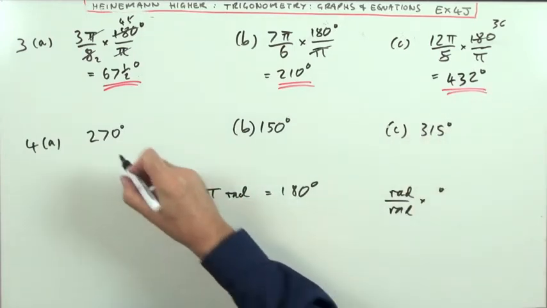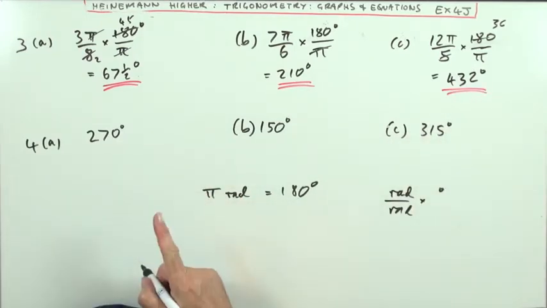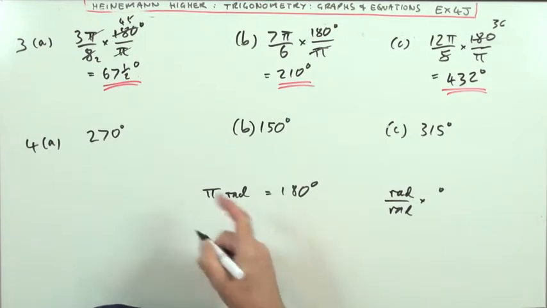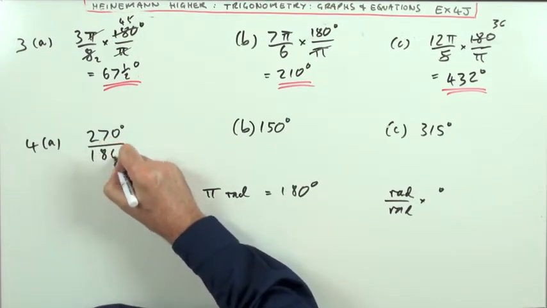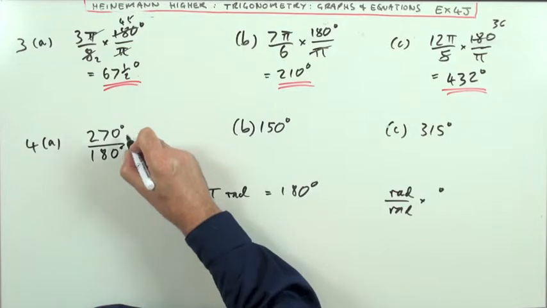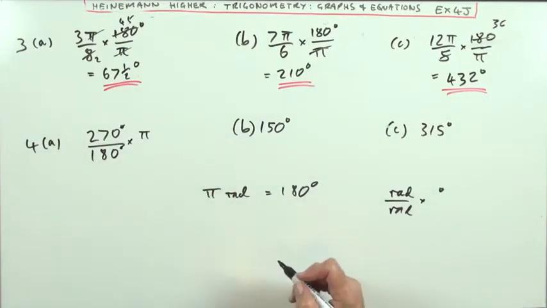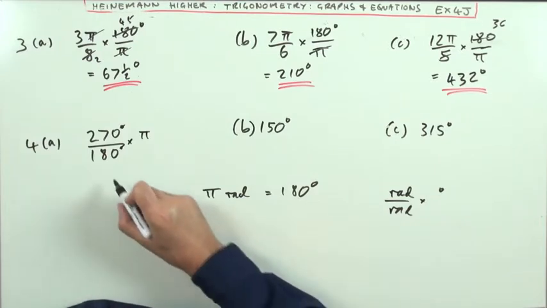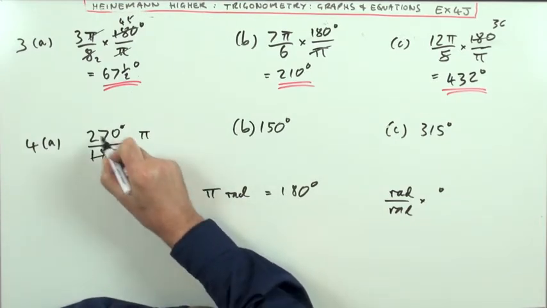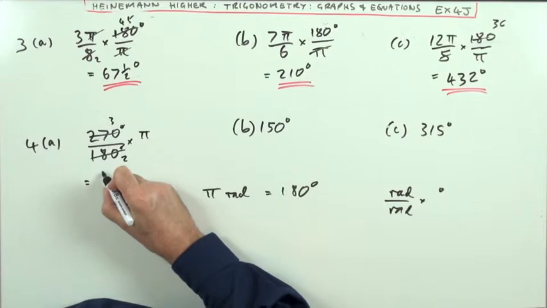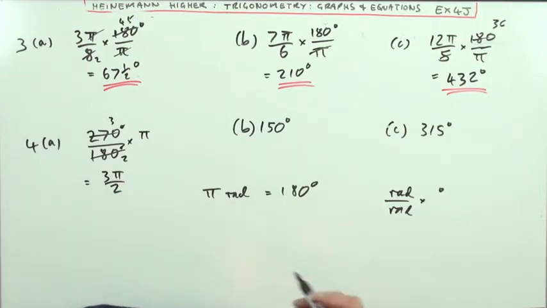And then it's the same with these. 270 degrees, I want that in radians, so I don't want degrees. So I'll divide by 180, that'll knock out the degrees, and multiply by pi, now it's in radians. Then it's just a case of cancelling that down. Well, that's 90s, isn't it? 90 into that 2, 90 into that 3, so I've got 3 pi upon 2.